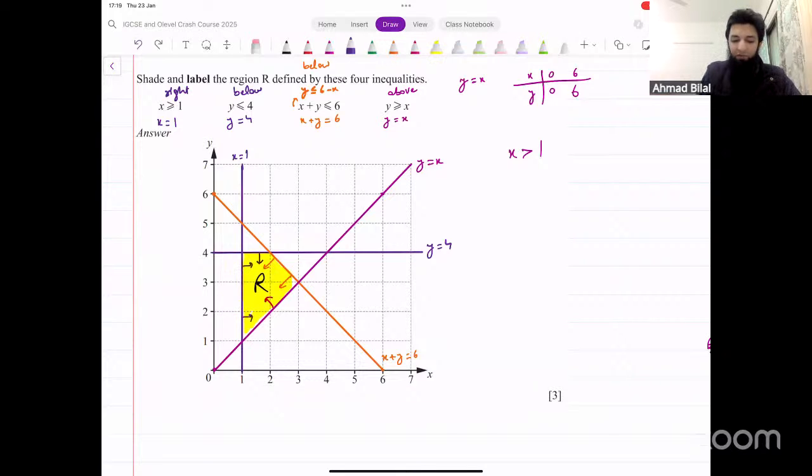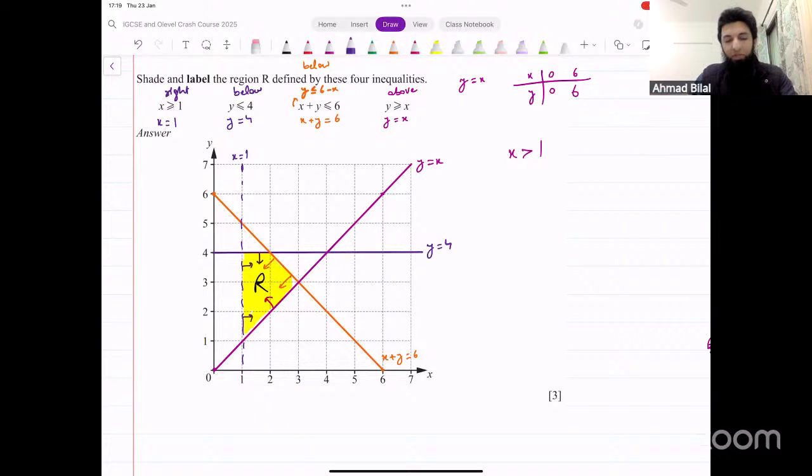But if it was just greater than 1 without the equal to sign, that would mean the points on the line x equals 1 would not be considered. And in order to show that, you would make that line dotted. So if it was a greater than 1 inequality, you would draw it like this. You would draw a dotted line because that would show that the points on this line are not going to be included. Okay.